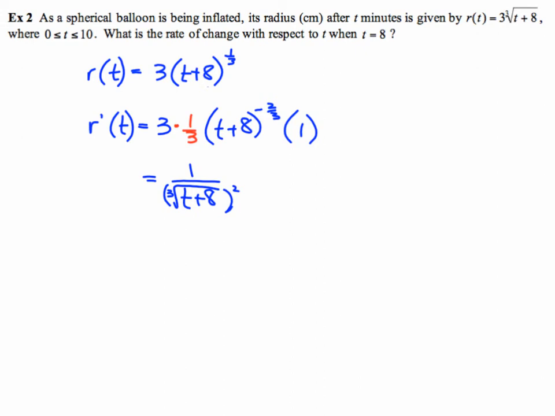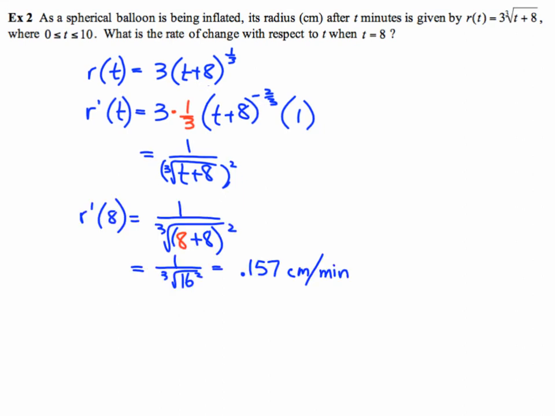Now I can substitute t equals 8 into the derivative because I'm finding rate of change. Substitute 8 in for t, simplify it, and I get 0.157 centimeters per minute. So what's the rate of change as the balloon is being inflated after 8 minutes? So the rate of change with respect to t equaling 8 is 0.157 centimeters per minute.